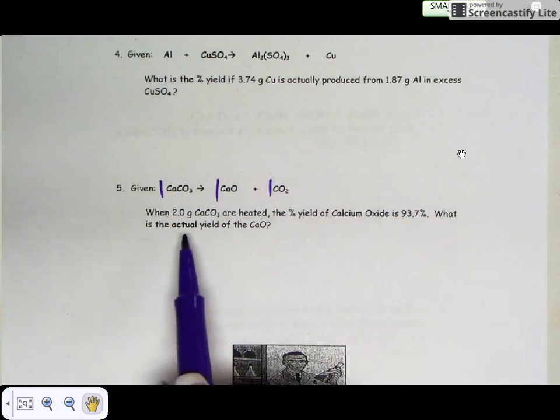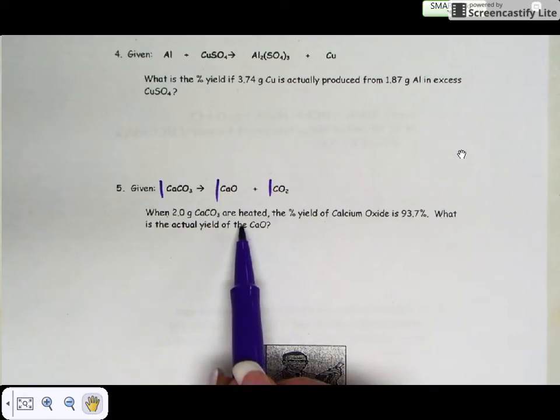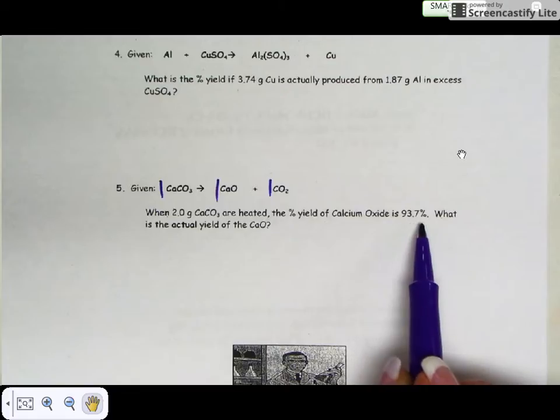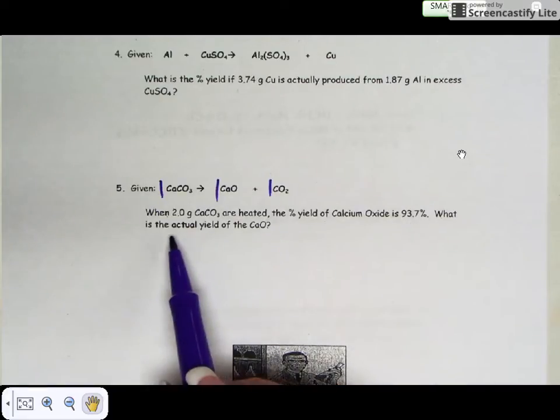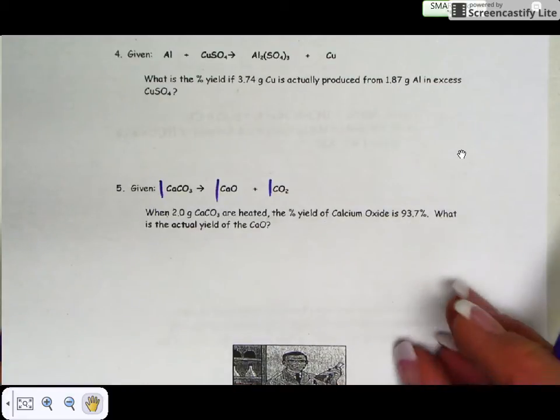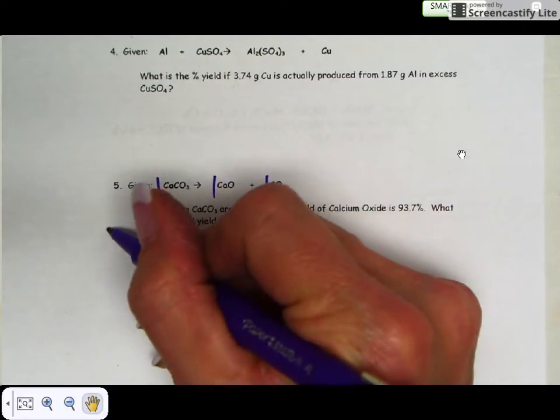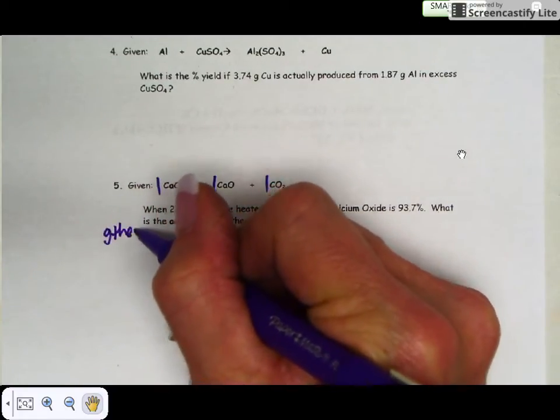And it says you've got 2 grams of calcium carbonate heated. The percent yield of calcium oxide is 93.7%. What is the actual yield? So this one's asking us to solve for the actual yield, and it gave us the percent yield. But we still have to find grams theory. You will always find grams theory.